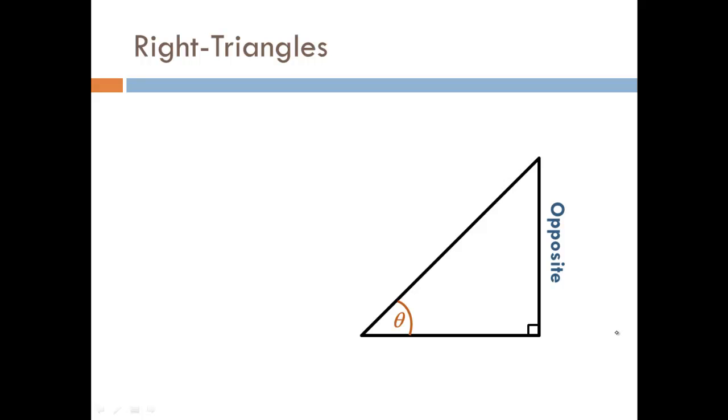We also have the opposite side, and we call this the opposite side because it is the side opposite our angle. I could have called this top angle theta, which means the opposite side from that would have been the bottom side. The opposite side is relative to which angle you're looking at. And the third side we call the adjacent side. And again, this is relative to the angle. It is adjacent to the angle you're looking at.